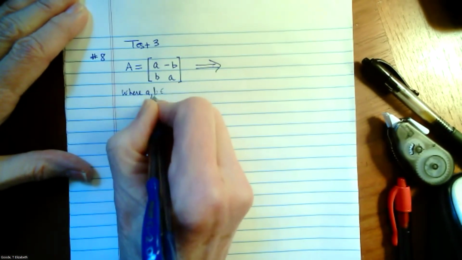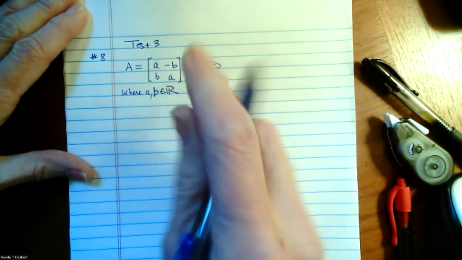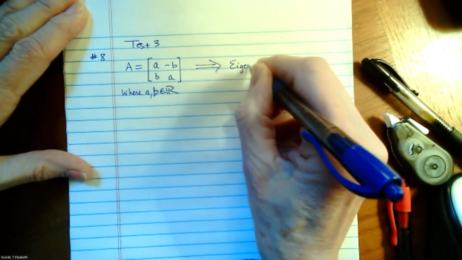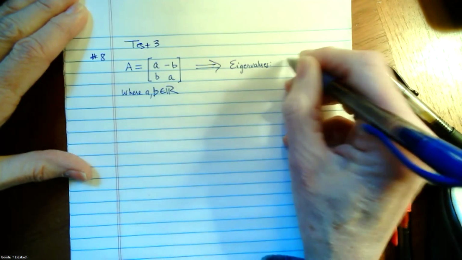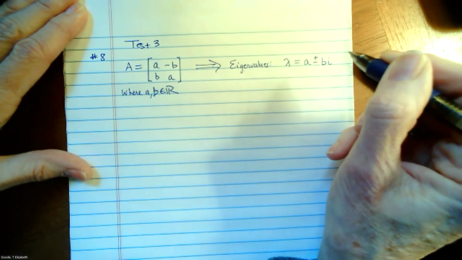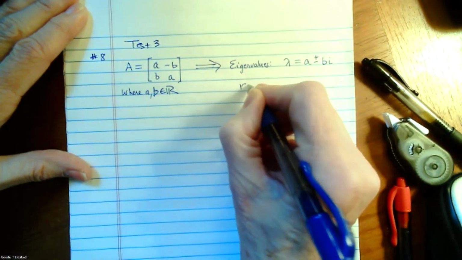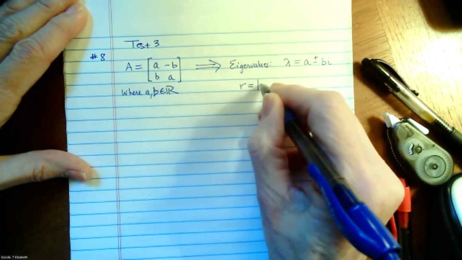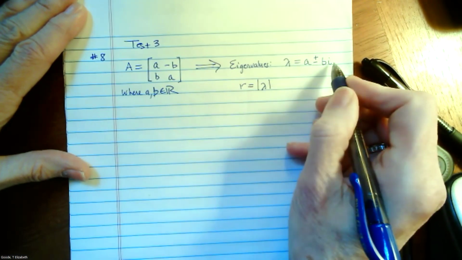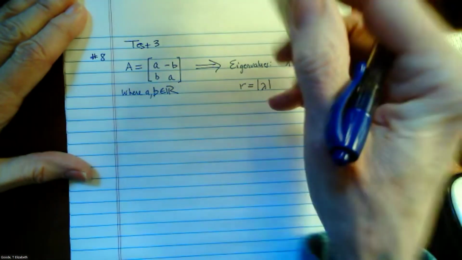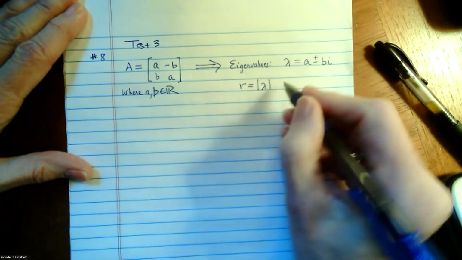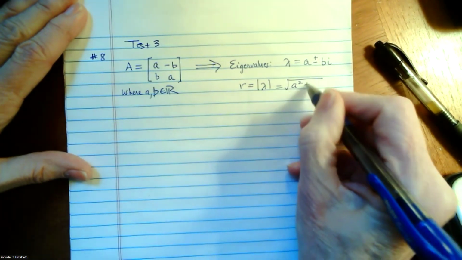And this is what's so fascinating: when A and B are real values and A looks like this, then the eigenvalues are actually a complex pair where lambda equals A plus or minus Bi. And R is the norm of the eigenvalues, and it's the square root of A squared plus B squared.